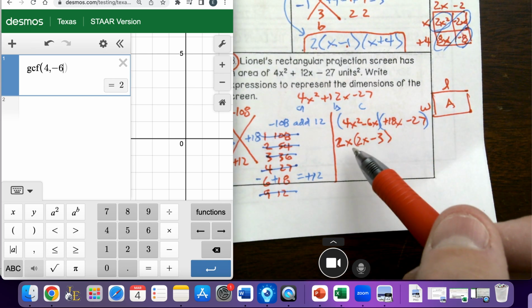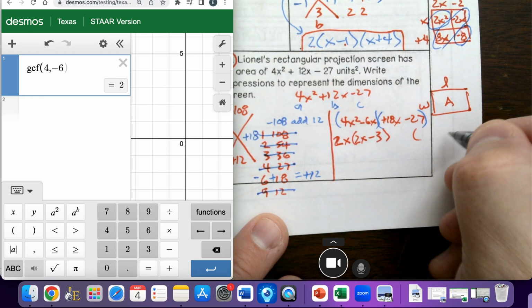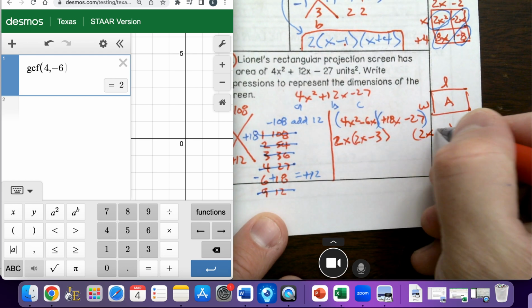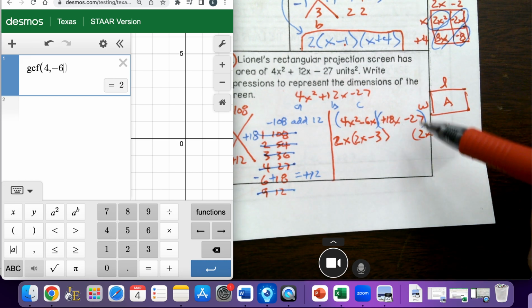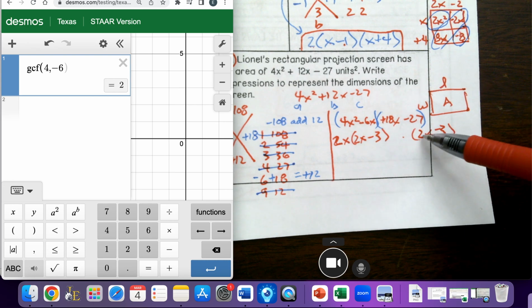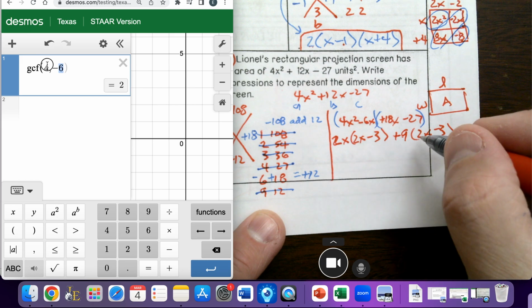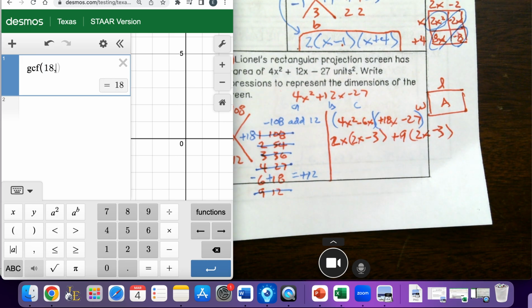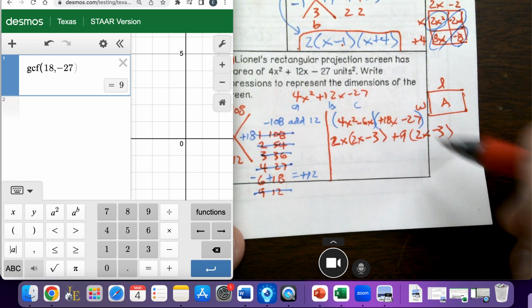Now I'm going to copy down my 2x minus 3 here because that's the power of the grouping method. And I'm going to multiply what times 2 gets me 18. Well, that's a positive 9. And if you're not sure, you can find the greatest common factor of 18 and negative 27, and you'll get 9 as well. So 9 times 2x is 18x. 9 times a negative 3 is a negative 27. So these are the factors of 18x minus 27.